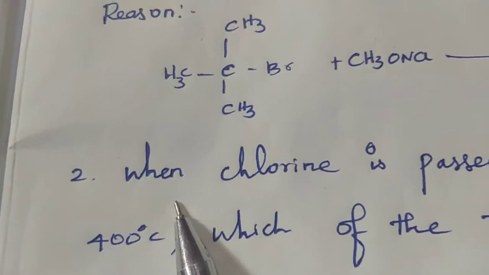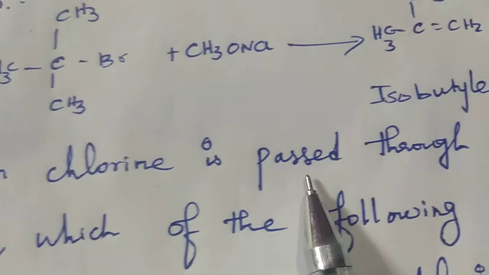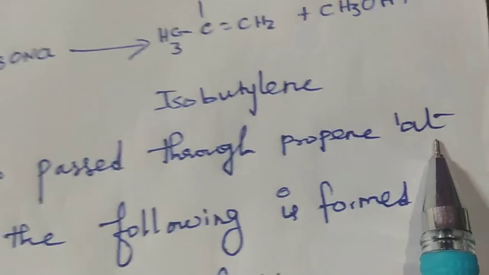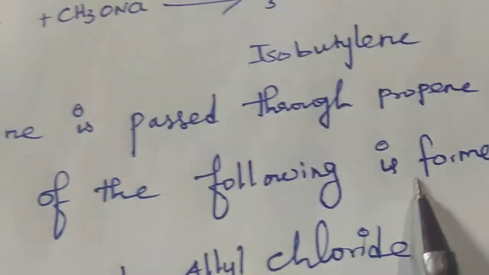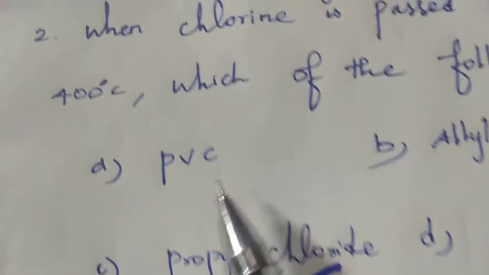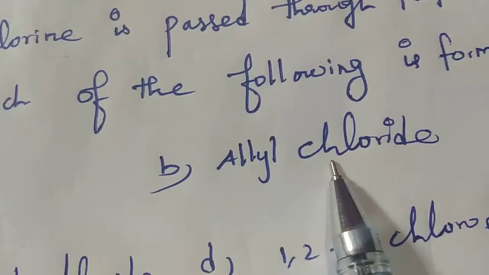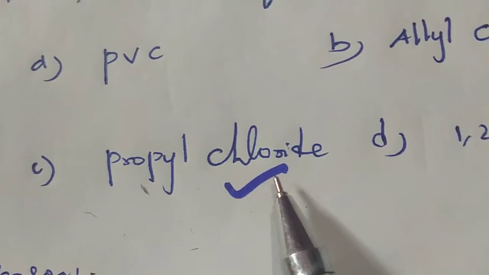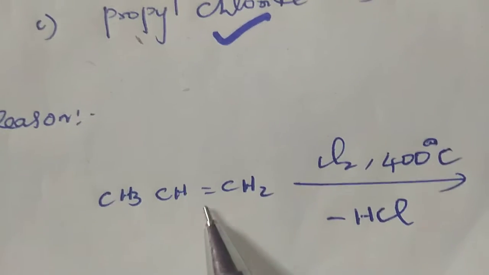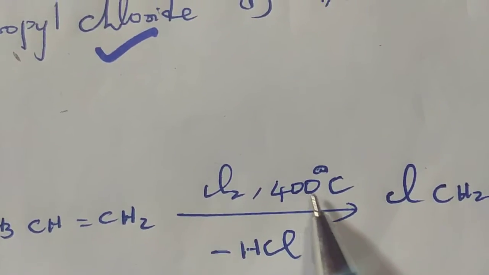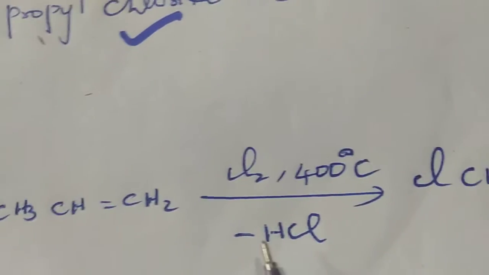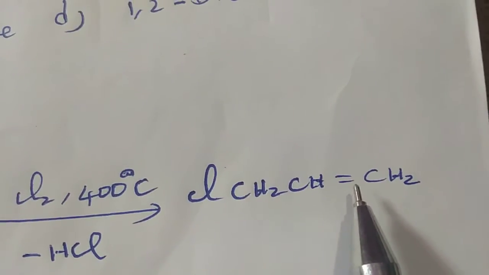Next question. When chlorine is passed through propene at 400 degrees Celsius, which of the following is formed? The answer is propyl chloride. This propene reacts with chlorine at 400 degrees Celsius, with removal of HCl, to form this compound.